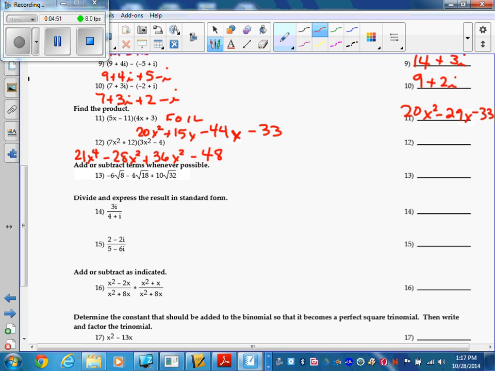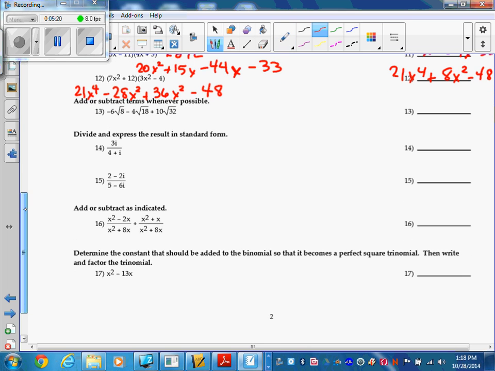So collecting like terms, negative 28 and positive 36 we'll put together. So that's 21x to the fourth plus, what's 36 and 28? 8x squared minus 48. Okay?